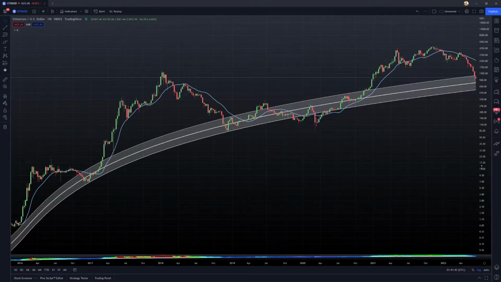Today I'm going to be providing a market update on my Ethereum logarithmic regression curve, given how it has been a few weeks since I did my last video on that, and we have come down quite a bit since.